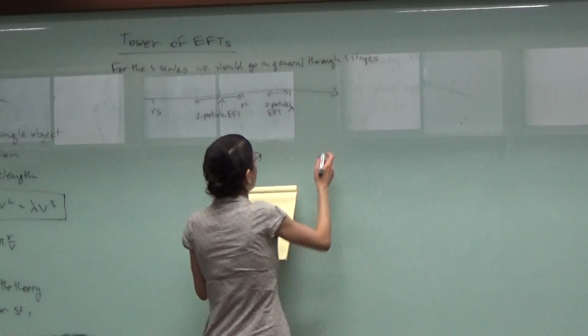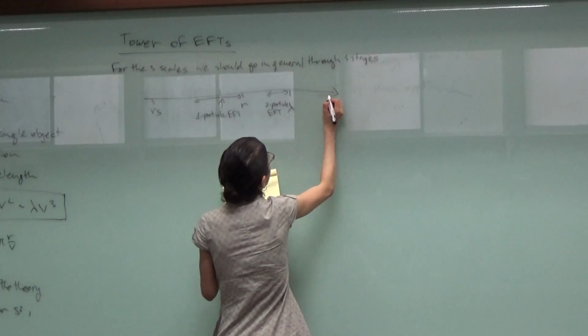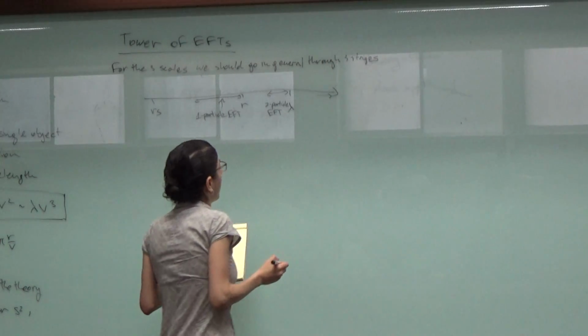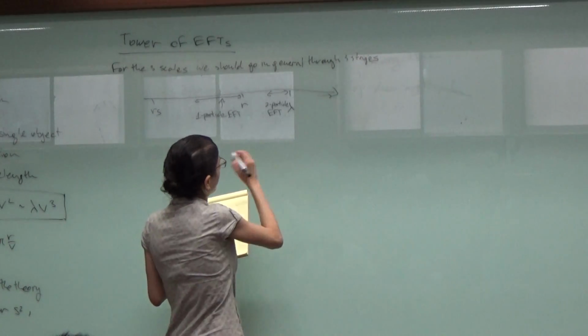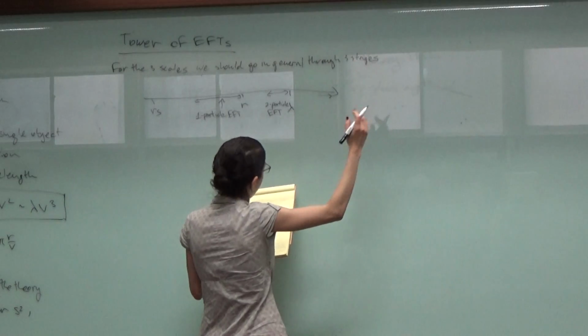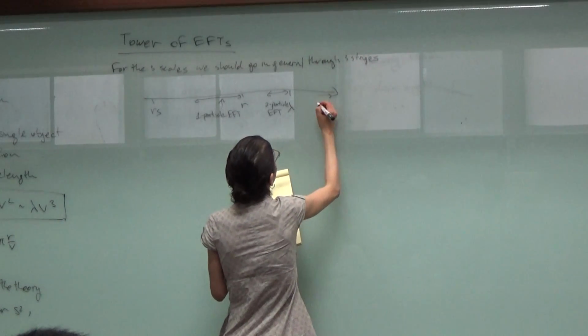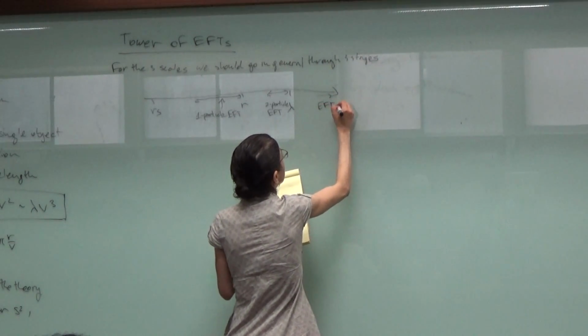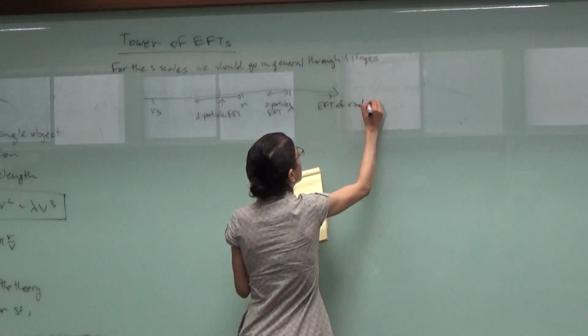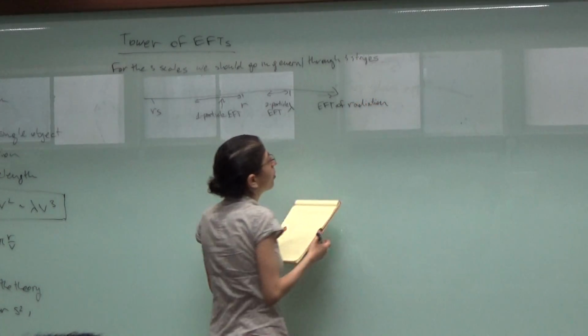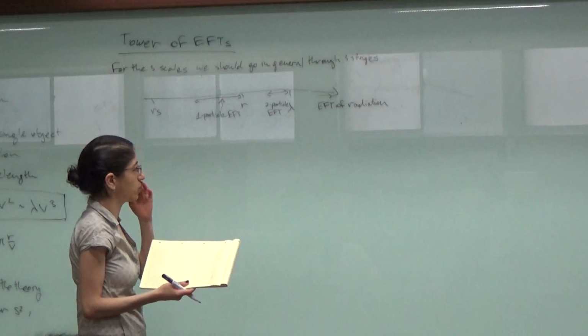And finally, an EFT of radiation, which will apply far above the radiation wavelength scale, up to infinity, to the absorber at infinity. This will be the EFT of radiation. In this EFT, we will no longer have any field nodes left.